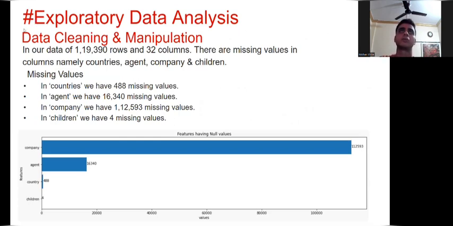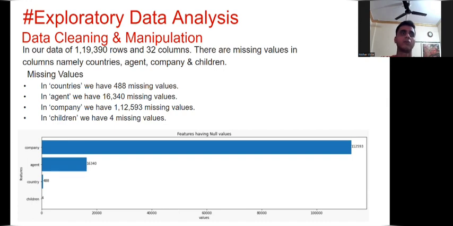Before we start the exploratory data analysis, we should clean and manipulate the data, which will improve our visualization, and also remove missing values and errors. So we have plotted the graph which contains features and their missing values.